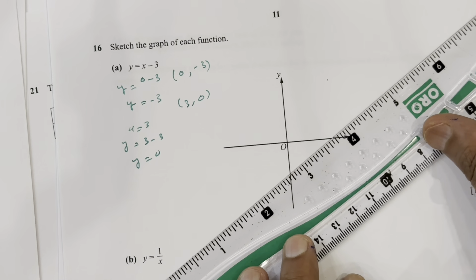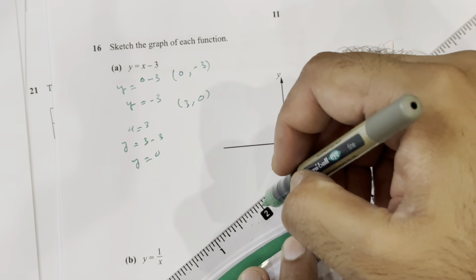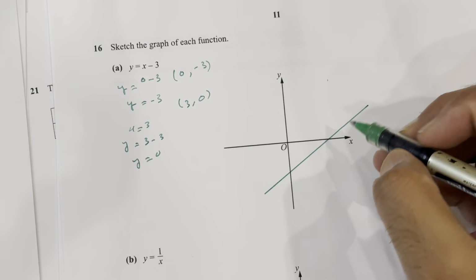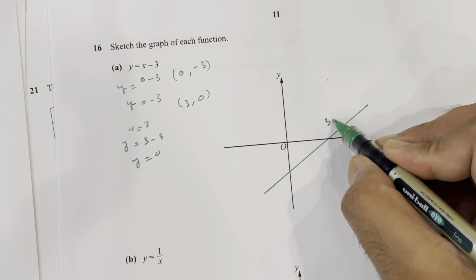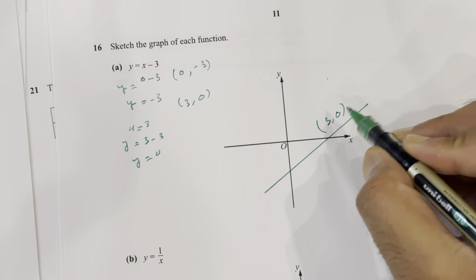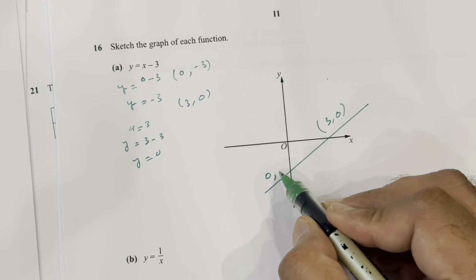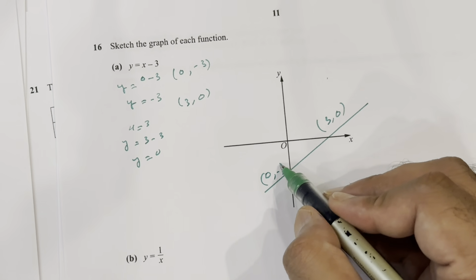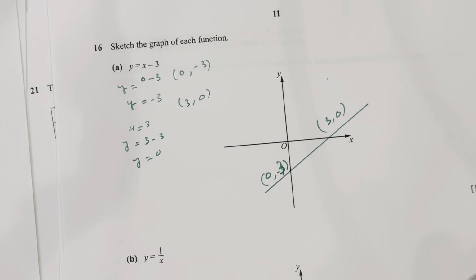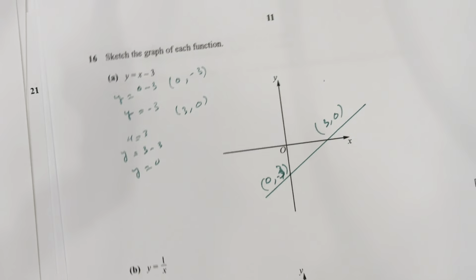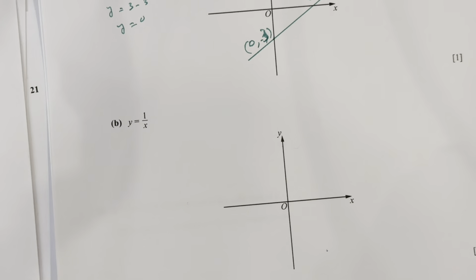This would be almost like that. Three, 0 and 0, minus 3. So these are the 2 points. You can take other points as well, and you will get the same line. Okay, next is y equals 1 over x.